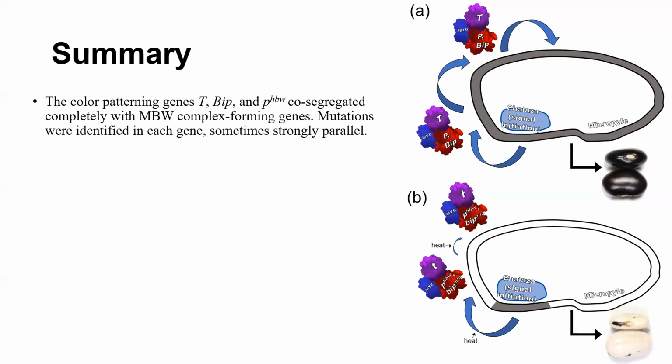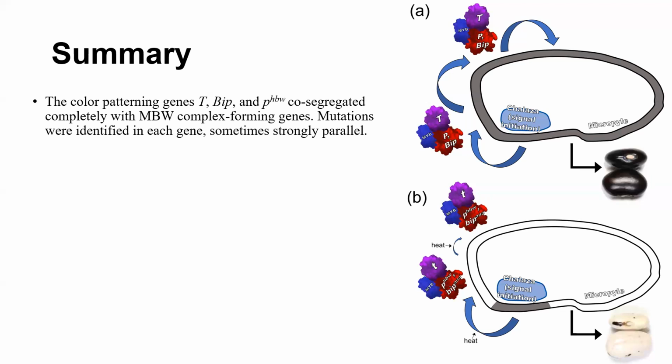So just in summary, I'm glad that we're finishing about on time. In summary, we mapped these three traditionally described genes to specific gene models that all form complexes together. And those did co-segregate completely. I didn't show everything that we did. We did more. We developed markers. We were looking at these mutations through the whole population, everything.